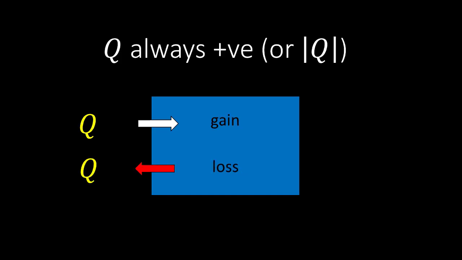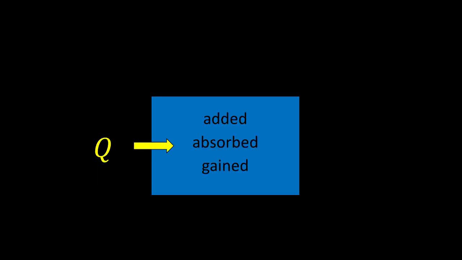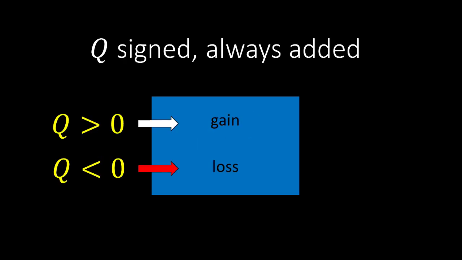Alternatively, we may regard Q as always positive, so it is then the magnitude of the signed quantity, and state explicitly whether it is added to or removed from a system. We say that heat is added or absorbed or gained if energy is added, and that heat is removed or rejected or lost if energy is removed. You may assume that Q is signed unless stated otherwise.